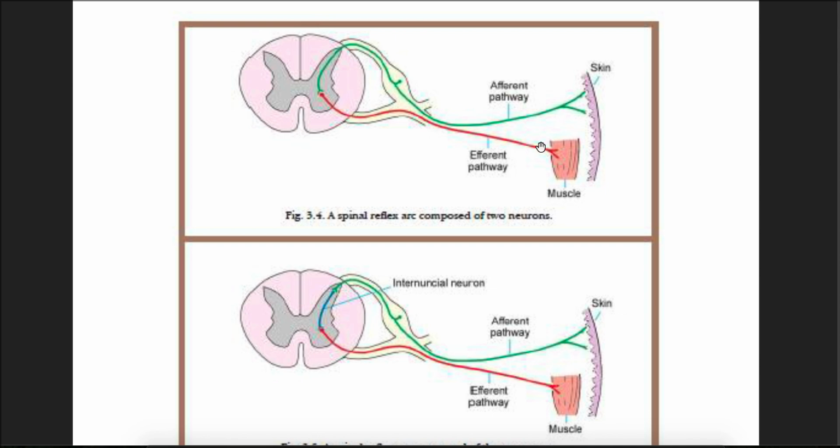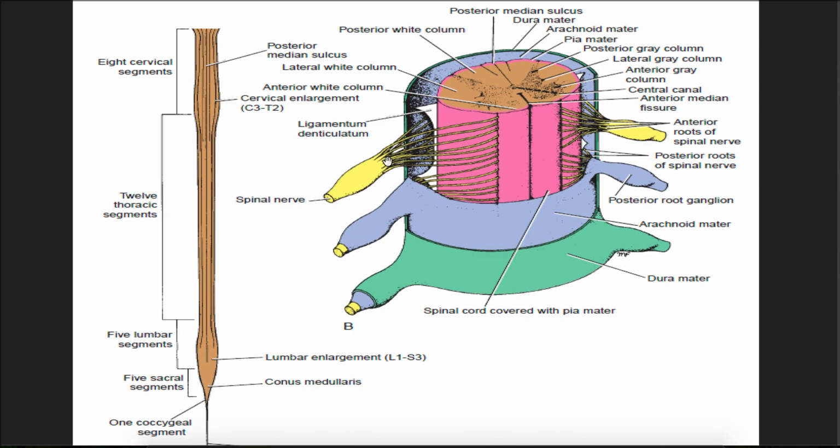A three neuron spinal reflex consists of an afferent pathway, and an internuncial neuron. Internuncial neurons are the neurons which will transfer information of the posterior horn to the anterior horn. So this is known as three neuron pathway: afferent pathway, internuncial neuron, and efferent pathway. This is a spinal reflex with three neurons. This is a spinal reflex with two neurons.